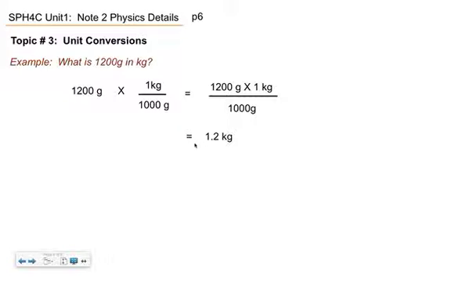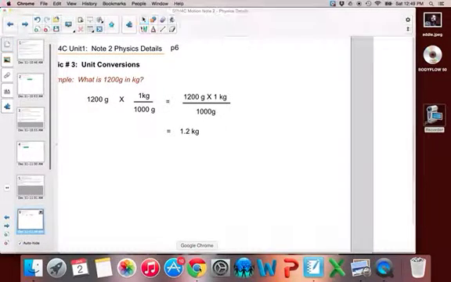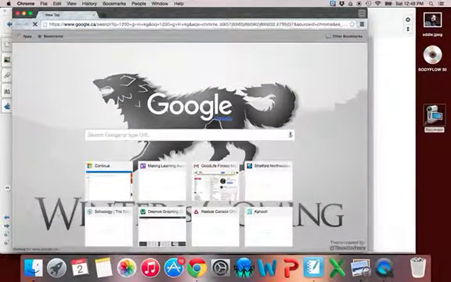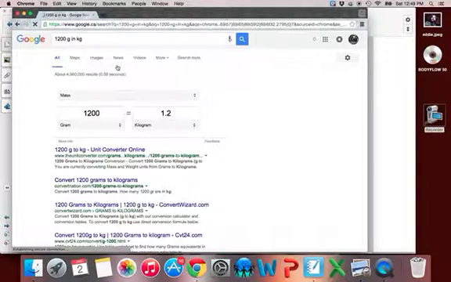But let me show you something here, just one sec. So what was it, 1,200 grams? Here's how you really do it. 1,200 grams in kilograms. Google right now has a unit converter built into it. So if you're in Google Chrome, 1.2 kilograms.